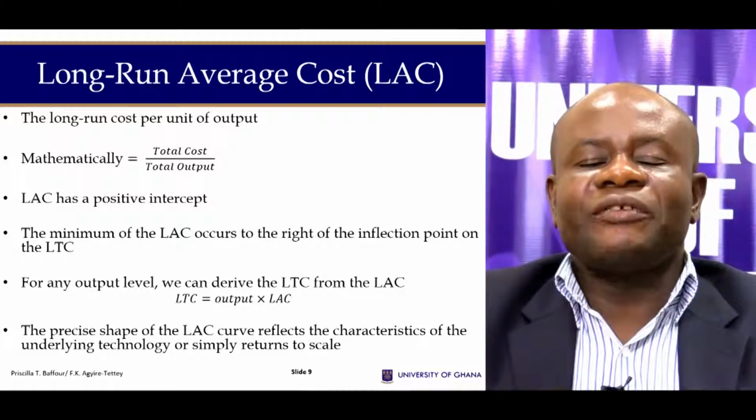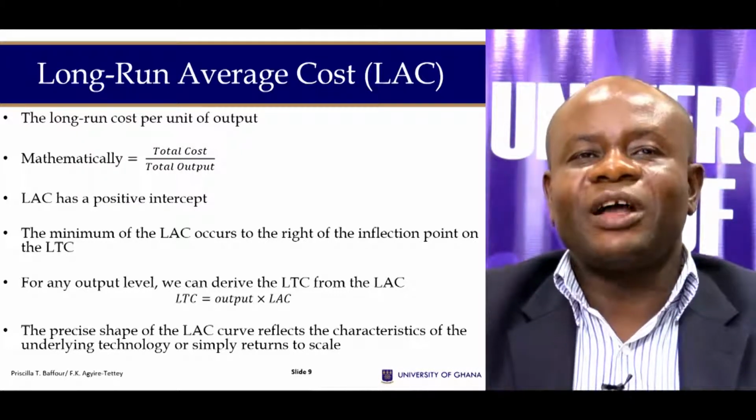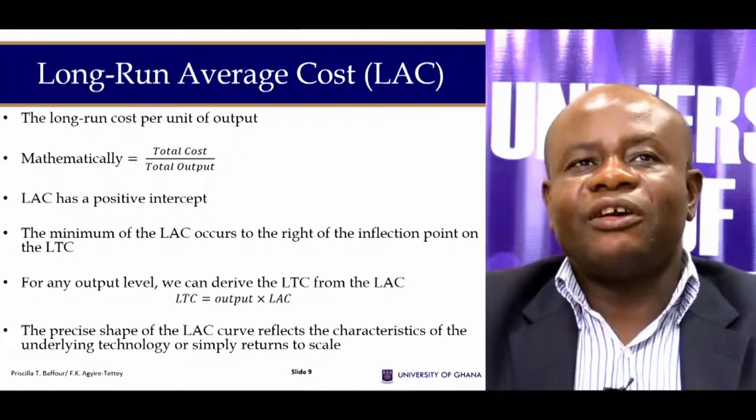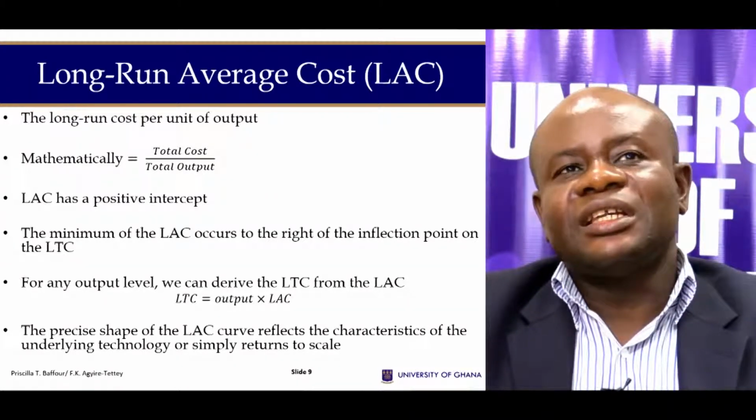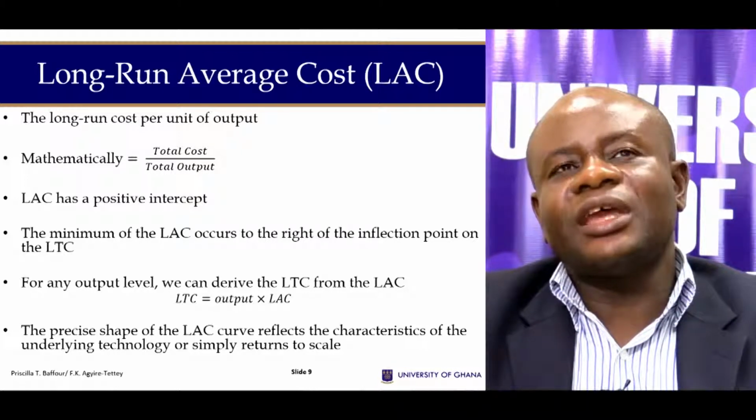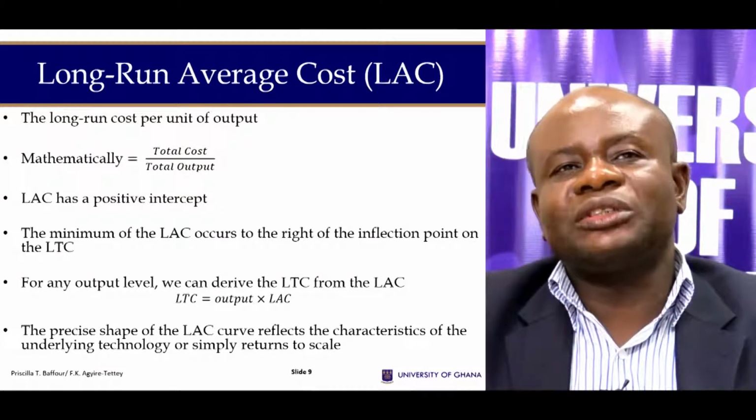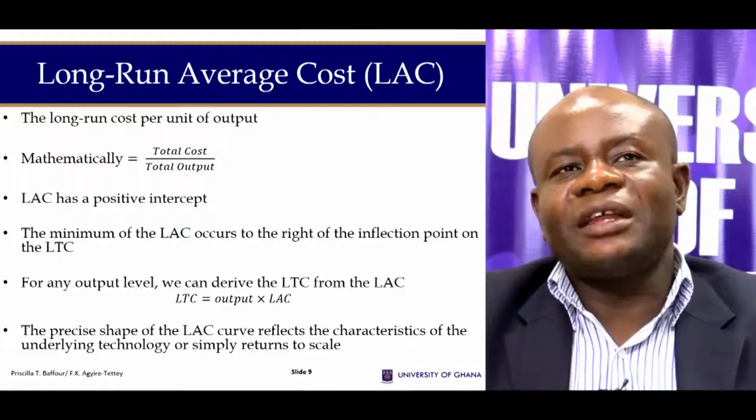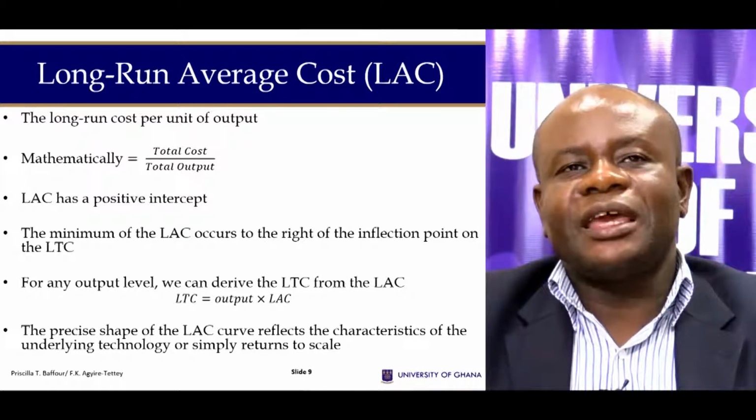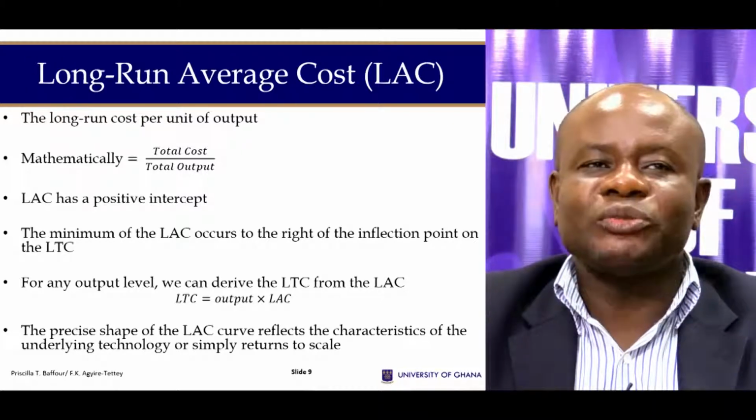And this long-run average cost curve, just as we saw in the short run, has the same formula for calculating. The long-run average cost curve is the long-run cost per unit of output, the cost that we incur on each output in the long run. And mathematically, it is the total cost divided by the total output. And again, it is the same as the short-run cost curve. The formula happens to be the same.